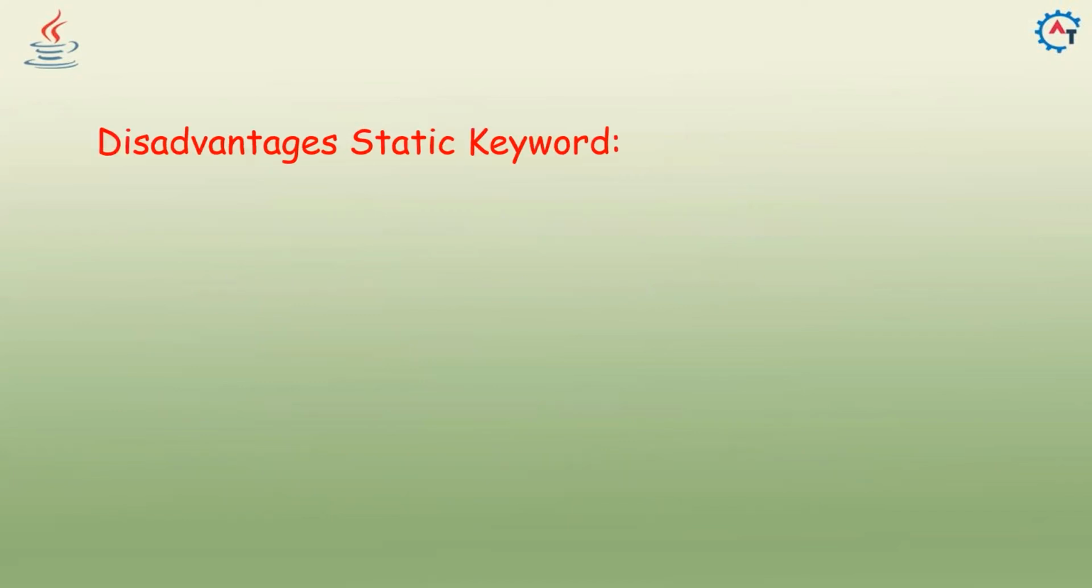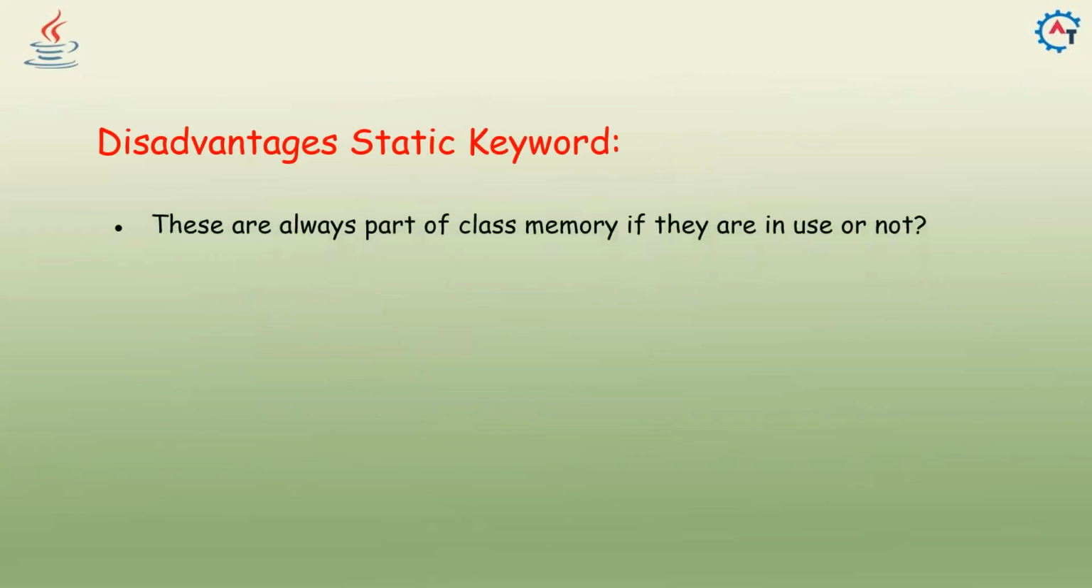So we have some disadvantages also. These are always part of class memory, whether they are used or not. When you create an instance variable, only if you create an object will it allocate the memory. But here it is class level. The moment the class loads, it will create this information. Even if you are not using it, it will still create it. So if you are not using it but still creating it, we are wasting memory in that scenario.